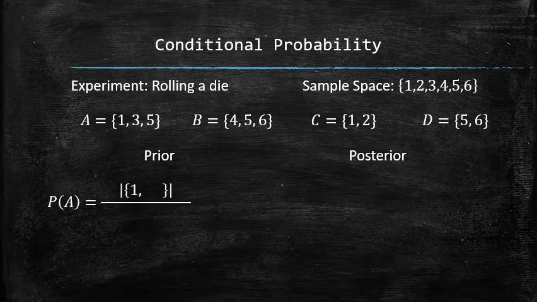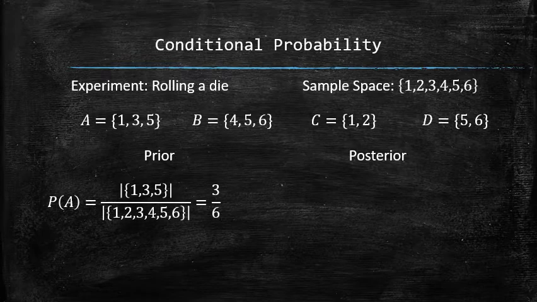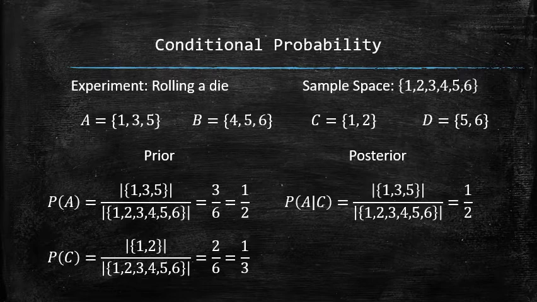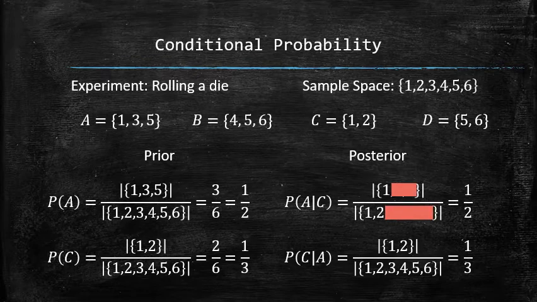Similarly, the prior probability of A can be computed by dividing the total number of outcomes that describe A by the total number of outcomes in the sample space. And the prior probability of C can be computed by dividing the total number of outcomes that describe C by the total number of outcomes in the sample space. The probability of A given C can be computed by dividing the total number of outcomes in C that describe A by the total number of outcomes in C. The probability of C given A can be computed by dividing the total number of outcomes in A that describe C by the total number of outcomes in A.